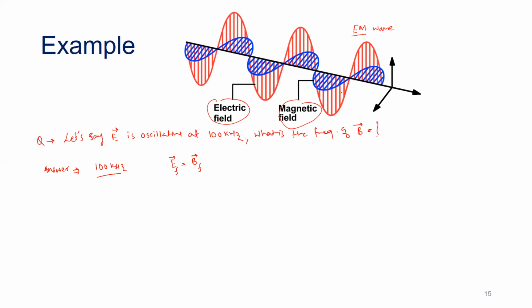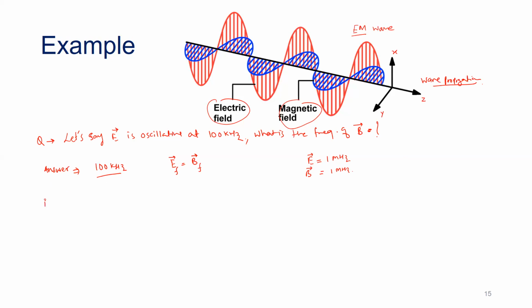Okay, so because they are oscillating at the same frequency. So this is, let's say, the X plane, this is the Y plane, and the Z is the wave propagation direction, or the radiation into the space. So if the electric field oscillates, let's say at 1 megahertz, the frequency of oscillation for the magnetic field would also be 1 megahertz. So always remember that.